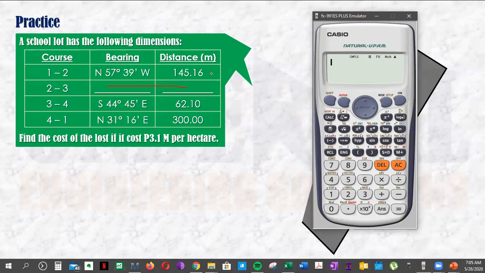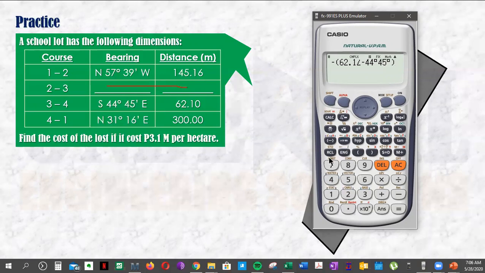So first, store this. It's 145.16. This is northwest. So angle negative 57 degrees and 39 minutes. I'm going to store this to A. Next, skip that. Jump dito southeast. So for southeast, negative of 62.1. The angle, negative as well, 44 degrees and 45 minutes.